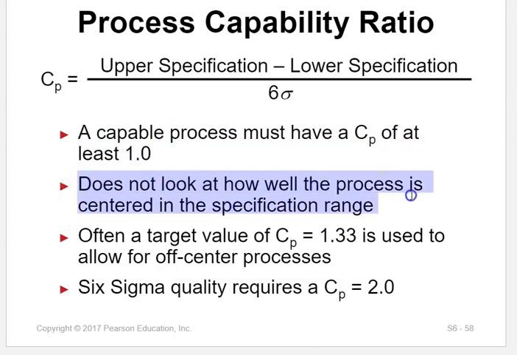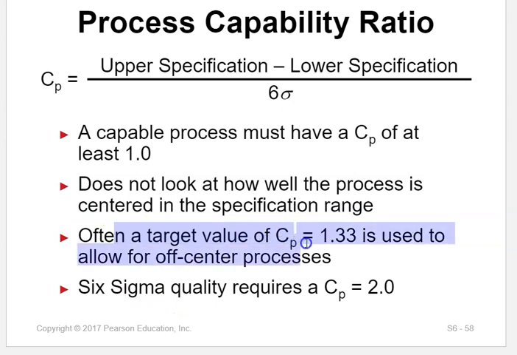It does not look at how well the process is centered in the specification range. It's just telling you whether we have that capability or not. So no analysis of values in between. Often a target value of Cp 1.33 is used to allow for off-center processes, and the question will tell you if that's the case. My questions normally won't.